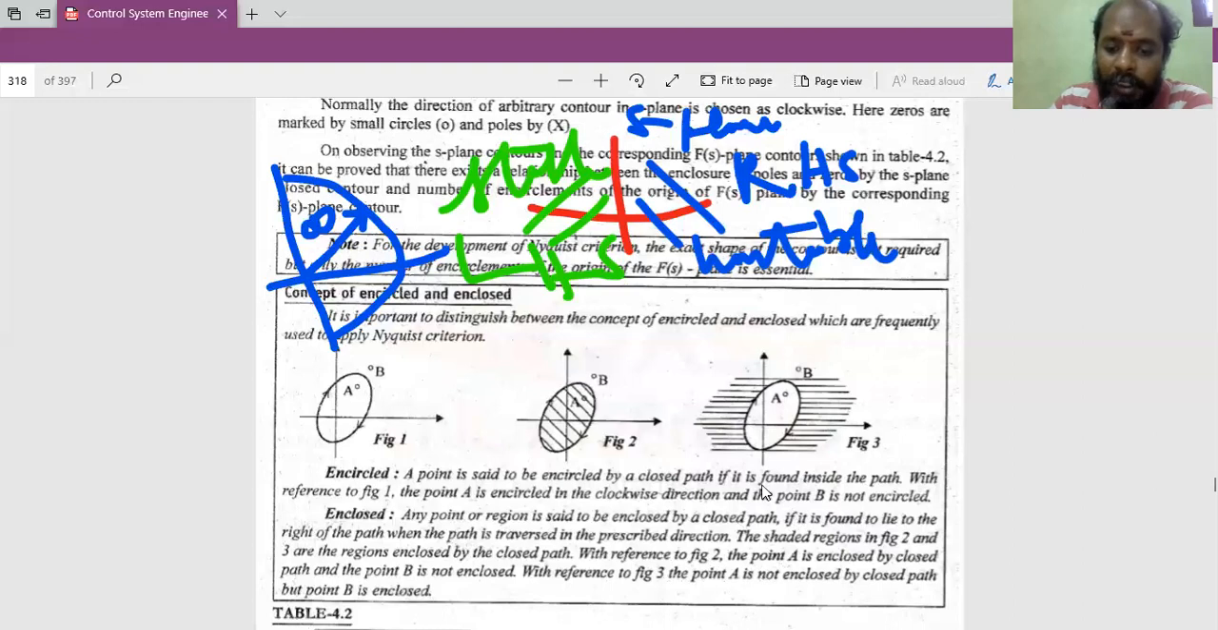Referring to figure 3, the point A is not enclosed by the closed path, but point B is enclosed. You understand, I think. Based on the shaded region, in this figure A is enclosed as well as encircled, where B is not enclosed. And in the third figure, A is not enclosed, but it is encircled, where B is enclosed because it is in the shaded region. So these two terminologies are very important: what is enclosement and what is encirclement. I think you understand the concept.